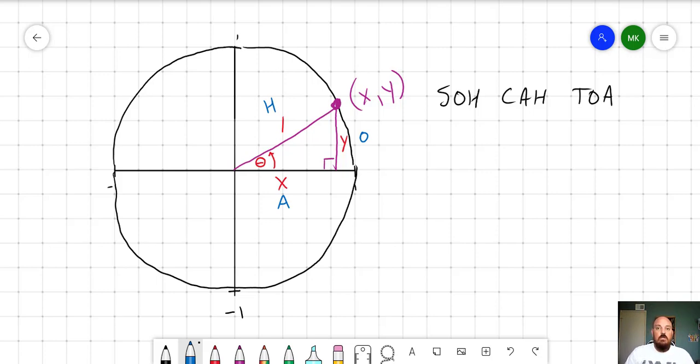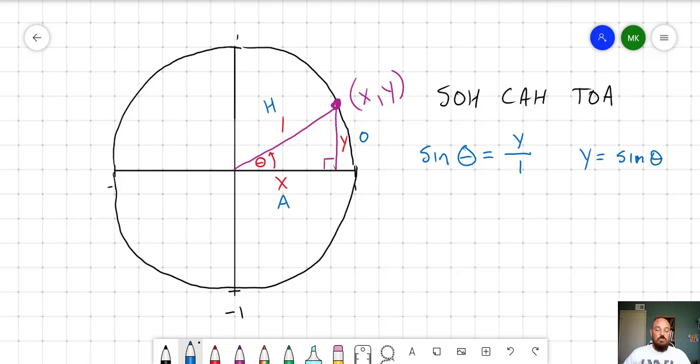So let's start with the first one, SOH. I'm going to set up a ratio for sine of theta. Now, sine of theta equals, from SOHCAHTOA, opposite over hypotenuse. In our triangle, opposite is y, and hypotenuse is 1. Now, y over 1 is just y. So basically what we've just learned is that in this triangle, y equals sine theta.